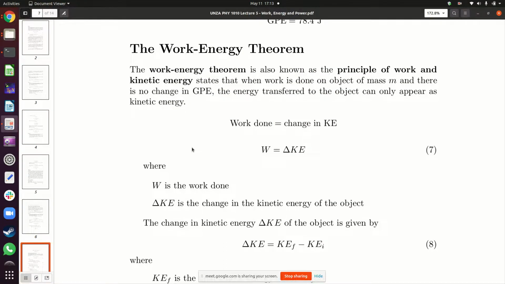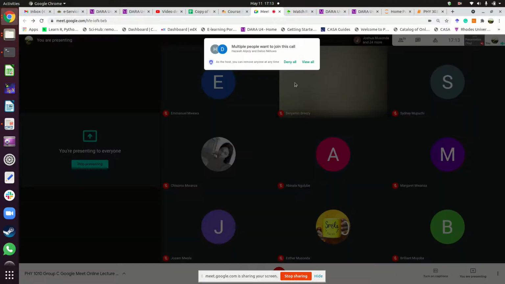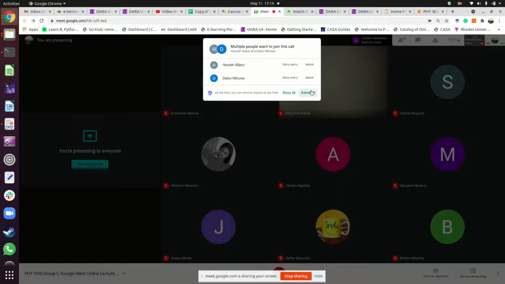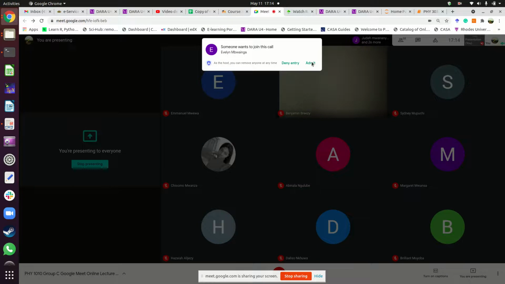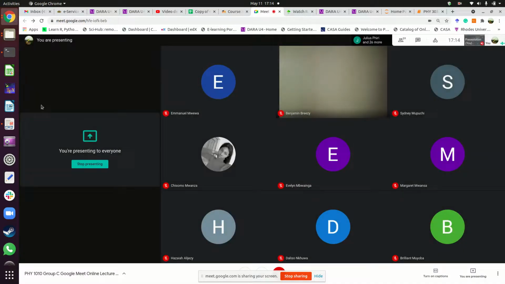We looked at energy in terms of the energy you get from food. That's a chemical energy, but we're interested in two types of energies: the energy which an object has when it's in motion, which is kinetic energy, and the energy which an object has as a result of its position above the surface of the earth, in a gravitational field, which we referred to as gravitational potential energy.